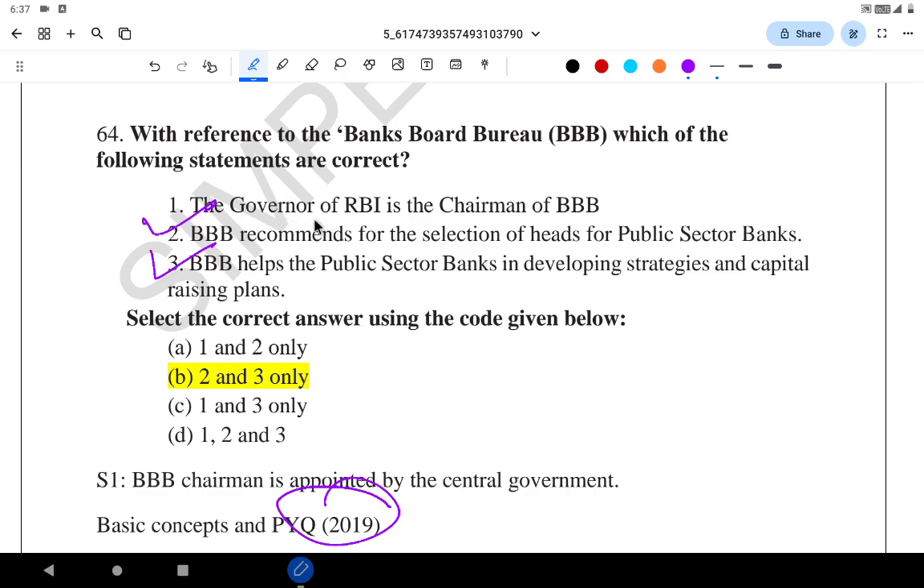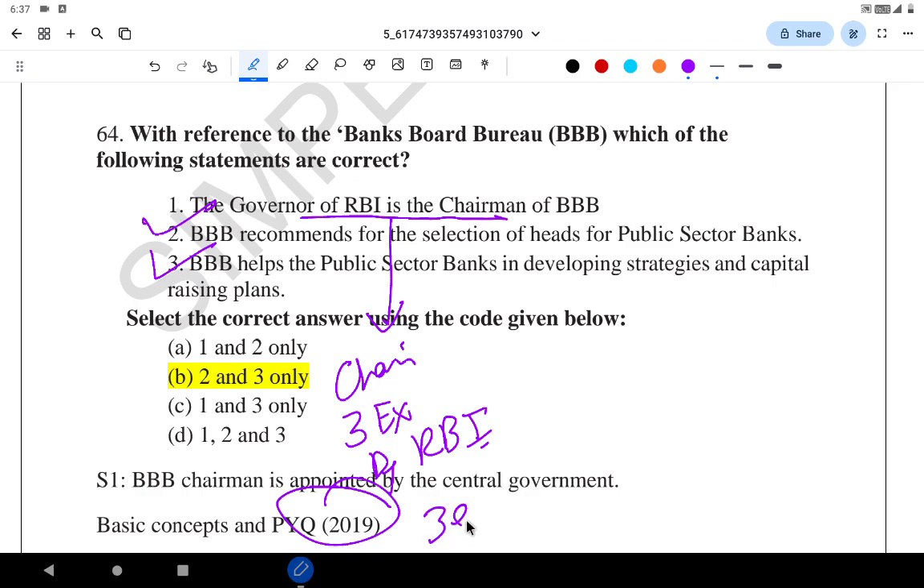Coming to the first statement, the governor of RBI is the chairman of BBB. No. The Bank Board Bureau will have a chairman appointed by the central government, 3 ex officio members, the deputy governor of RBI and 3 experts in the field. The chairman is not the RBI governor.